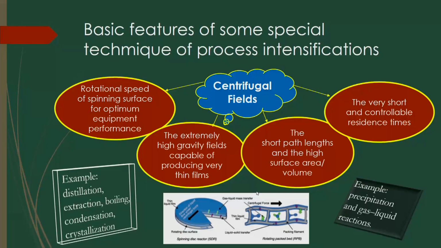Sometimes an extremely high gravity field is also capable of producing very thin films, and if you produce very thin films, there will be more mass transfer, because the interfacial diffusion of the molecules will be enhanced through the thin film, and in that case mass transfer will be more. So, that is why in chemical engineering processes for separation, you sometimes have to produce a thin film for the intensification of mass transfer.